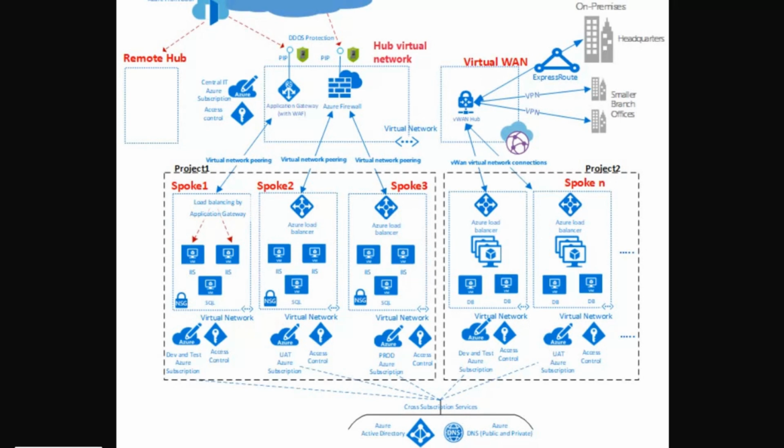Cost management is both an advantage and disadvantage here. Now, if we talk about the disadvantage, while you save costs by centralizing services in the hub, there can be added costs for network bandwidth, especially if data traffic between the hub and spokes is significant.